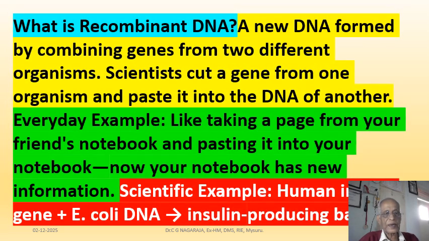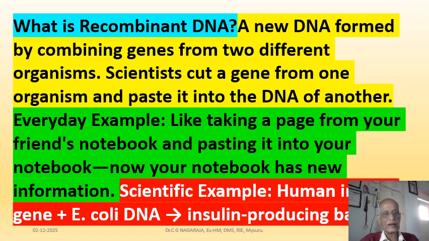Let me again explain to you what is recombinant DNA. It is a new DNA formed by combining genes from two different organisms. Organism means I am talking about living beings. Scientists cut a gene from one organism and paste it into the DNA of another organism, and this becomes a recombinant DNA.